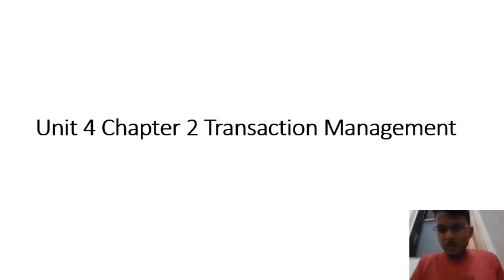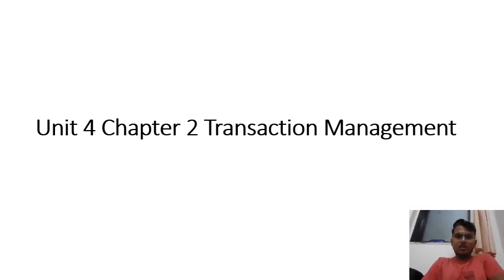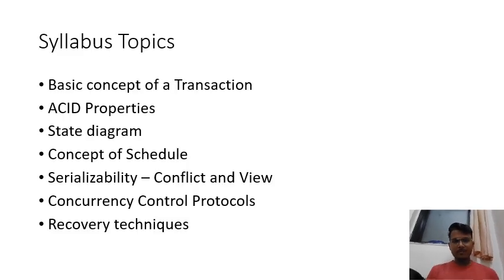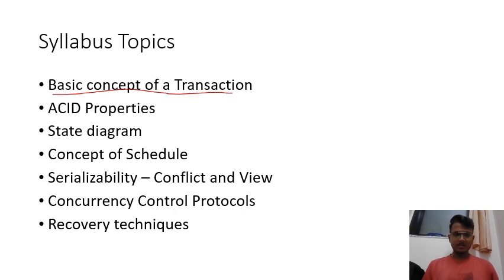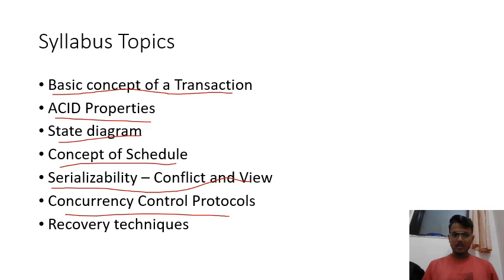So today I am going to explain to you about chapter 2, transaction management. First, the things we are going to discuss are the basic concept of transaction, ACID properties, state diagram, concept of schedule, conflict and view, concurrency control protocol, and recovery techniques.